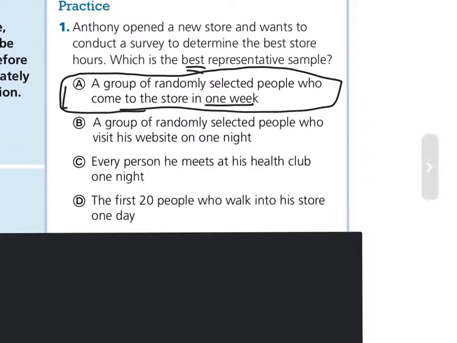For that reason, that's going to be obviously the website. We don't even know if that has to do with the store. The health club does not have to do with the store. First 20 people that walk in the store one day could help, although it's only 20 people versus for a whole week randomly selecting. Also, if you're asking the first 20 people that walk in the store that day, they're going to maybe be more inclined to wanting earlier hours as opposed to later hours. So they're a little bit biased there as well.